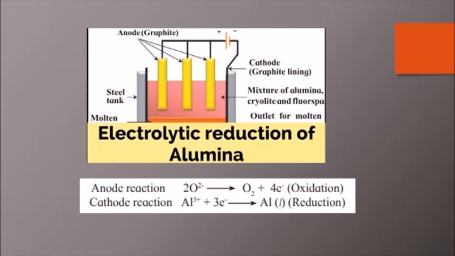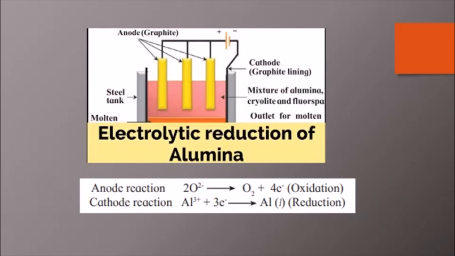Now as soon as the electric current is started, what will happen? The metal will get deposited at the cathode, and something will be liberated from the anode. The aluminium is deposited on the cathode when you pass the electric current, and as the molten aluminium is heavier than the electrolyte, it is collected at the bottom. From the bottom you can get the molten aluminium. The oxygen gas will be liberated from the anode.